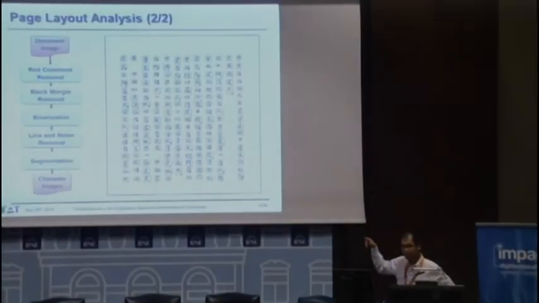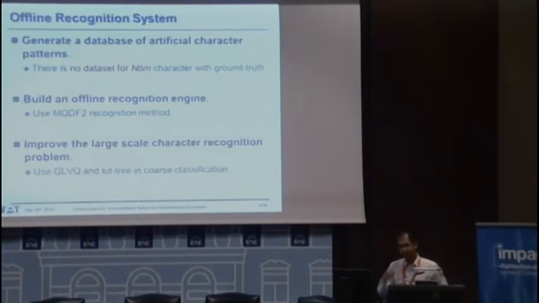Now we use only the segmentation. There's no OCR for Nom, so it's not recognized after segmentation, not yet. So maybe the accuracy of this segmentation is not high, about 80%. As I said, we have no data set for Nom. So from the beginning, we generate a database of artificial character patterns from font character patterns, and we have a view to apply a recognition engine. And because there are many characters, many categories of characters, we have to improve the accuracy and the speed of the recognition engine.